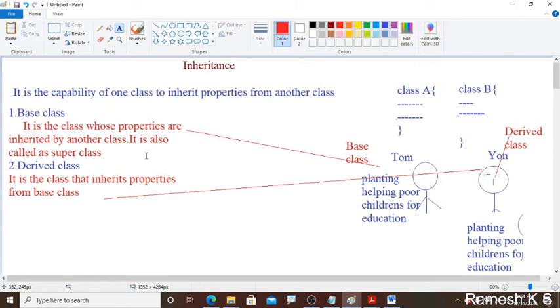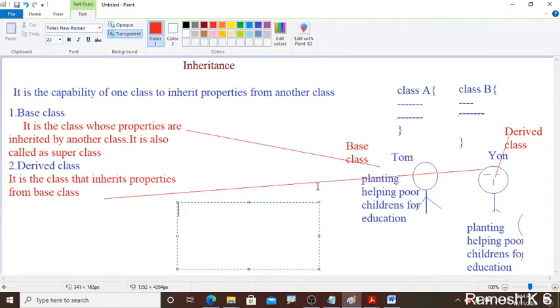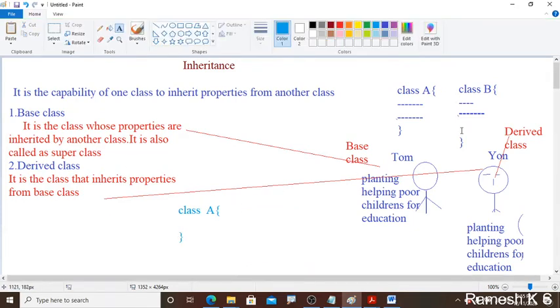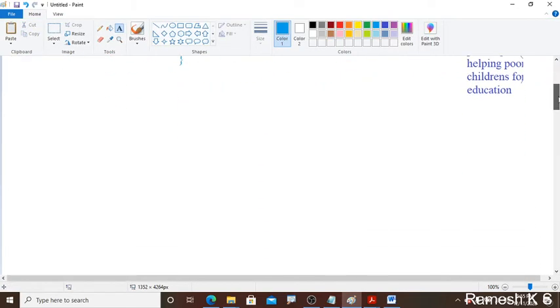And also we have defining derived classes. So how to define a derived class? All of you know how to define a base class. I am taking an example here: class A is a base class. So this is a base class derivation. Okay, now I am going to illustrate defining a derived class.